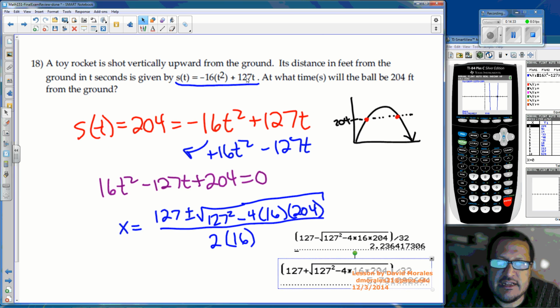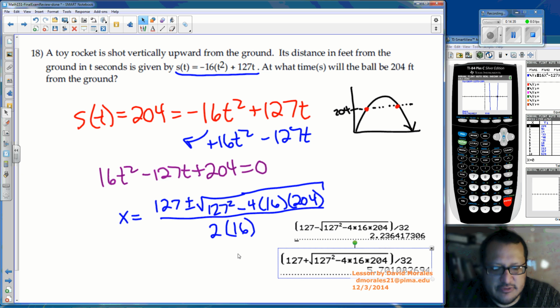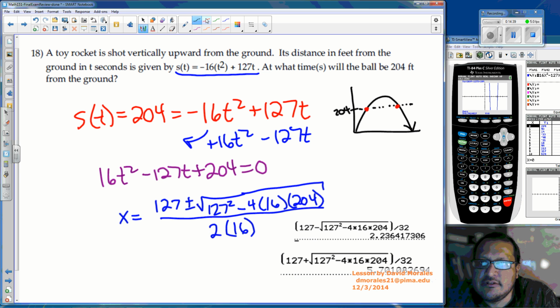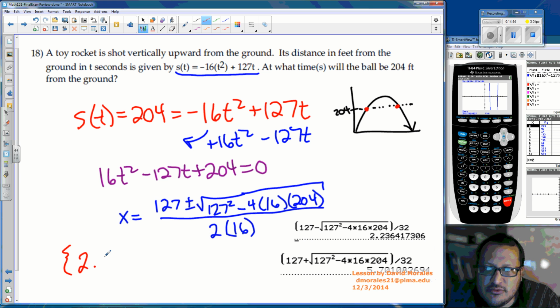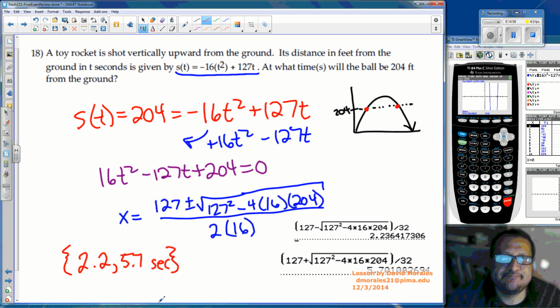Okay, so our answers would be 2.2. How many decimal places do we want? Just one. 2.2 and 5.7 seconds. So I probably should have put seconds there also, but you get the point.